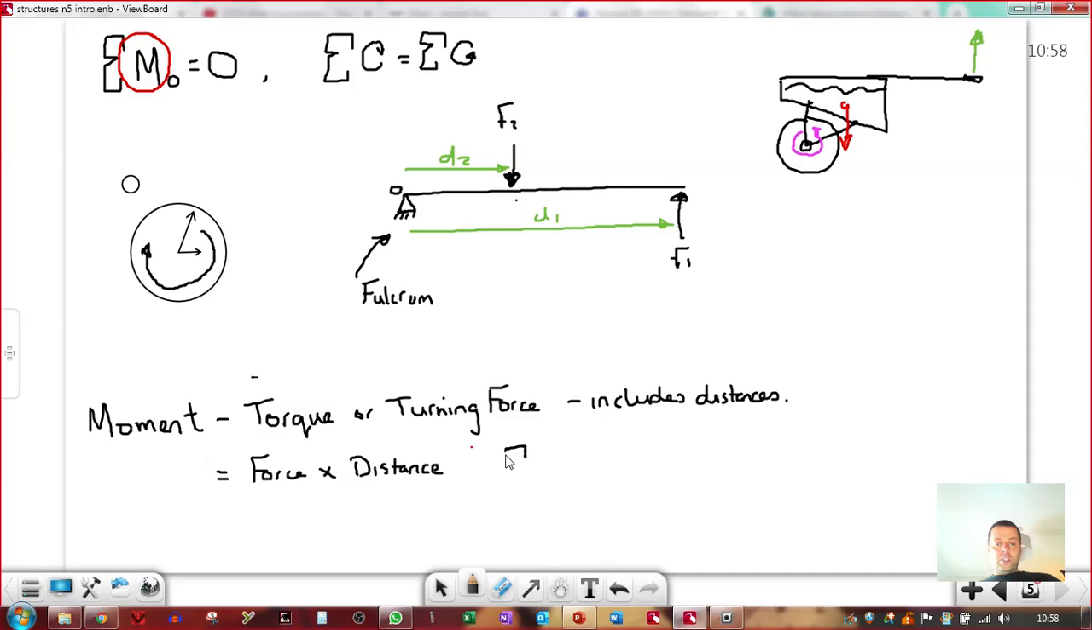If we use this one, the sum, I'm going to get lazy with these sigmas soon, that takes too long. The sum of clockwise equals the sum of the anti-clockwise. What's handy is I don't need to add anything up, don't need sums, because there is only one of each. So the clockwise one is F2 multiplied by D2.